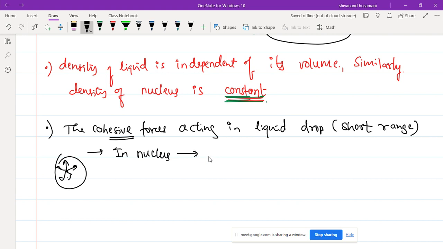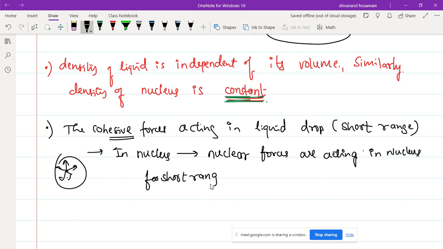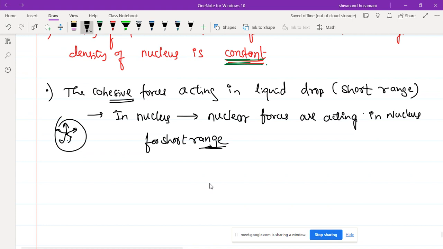Nuclear forces are acting in the nucleus for short range, applicable for short range, isn't it? Therefore, it is similar to a liquid drop. Similarly, the latent heat of vaporization is almost constant in the case of liquid, as is the binding energy for the nucleus.